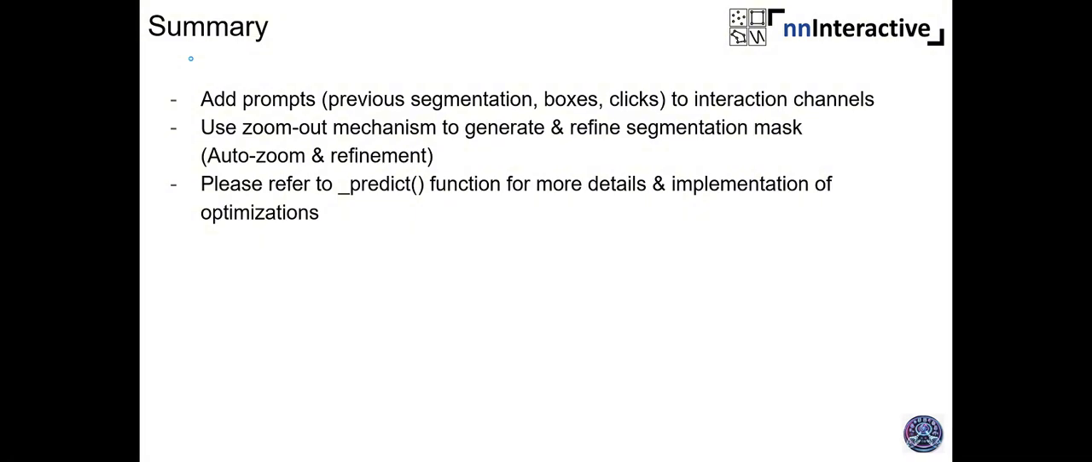So in summary, the nnInteractive inference pipeline consists of adding prompts and then the zoom out mechanism and refinement, where adding prompts includes adding prompts for the previous segmentation, boxes, and clicks channels, and then using the zoom out mechanism to generate the refined segmentation mask. The predict function especially is highly optimized and has much more detail. If you'd like, please refer to the predict function for more details.